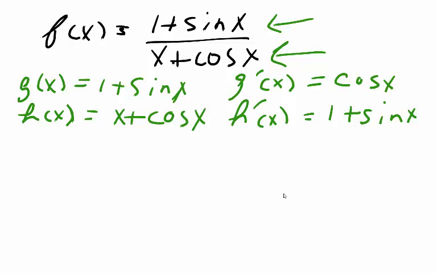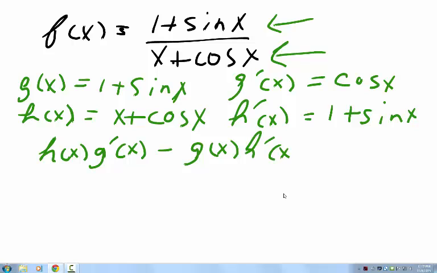The quotient rule tells us that we take h of x times g prime of x minus g of x times h prime of x, all over h of x squared.